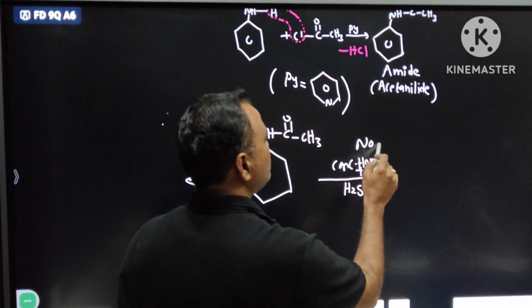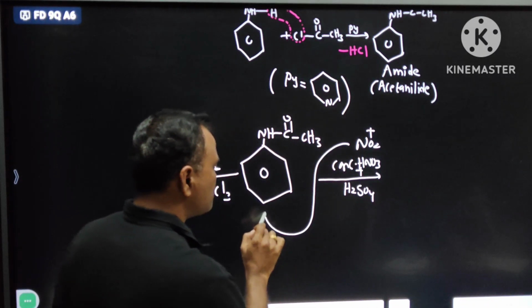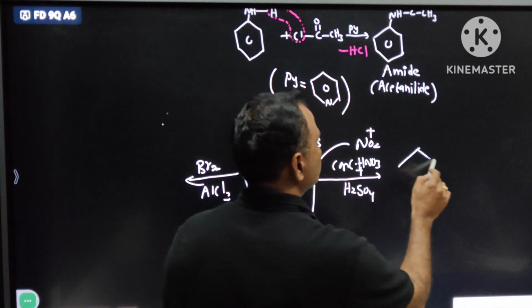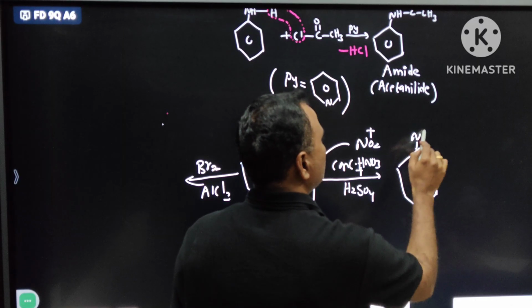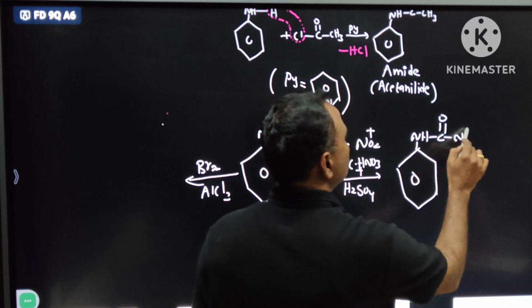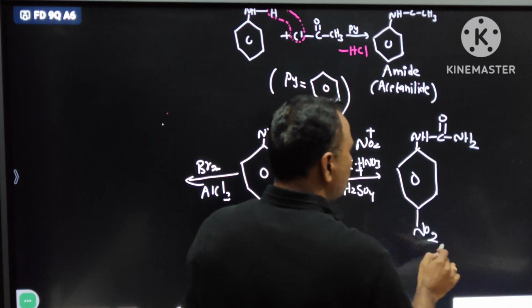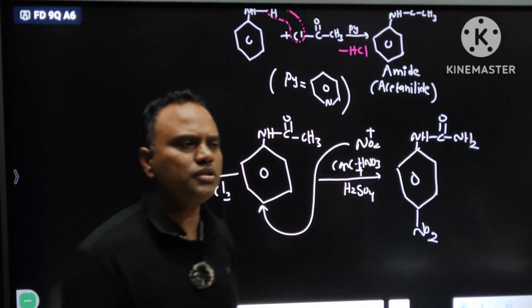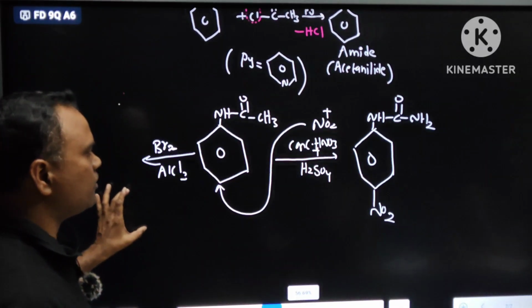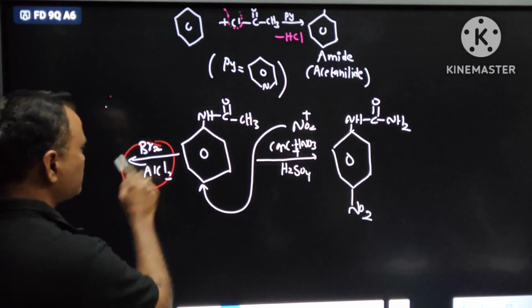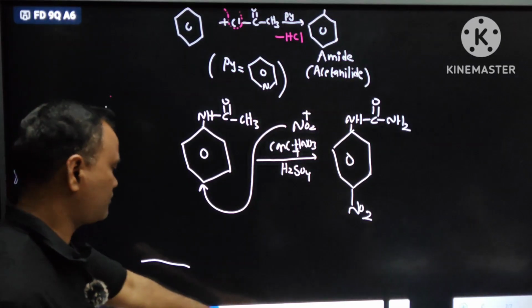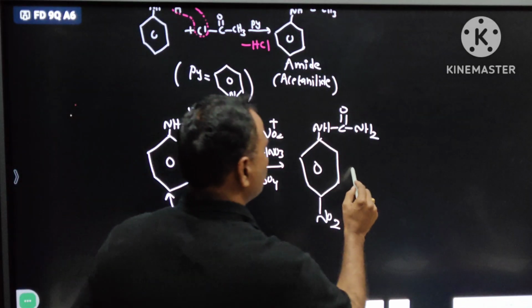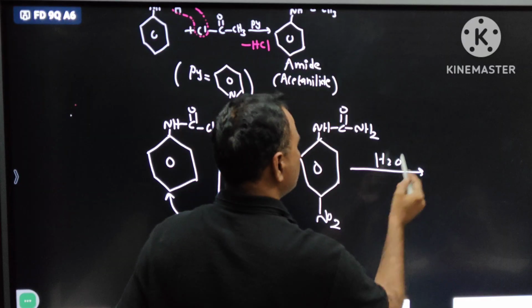So NO2 positive electrophile preferentially attacks the para position, because in ortho, hindrance and crowding is there. So the major product will be para: NH C double bond, here NO2. But our final aim is to get NH2 here and NO2 here. How to get NH2 here? By doing hydrolysis, or you can do this later, with addition of water, H2O or H3O plus.